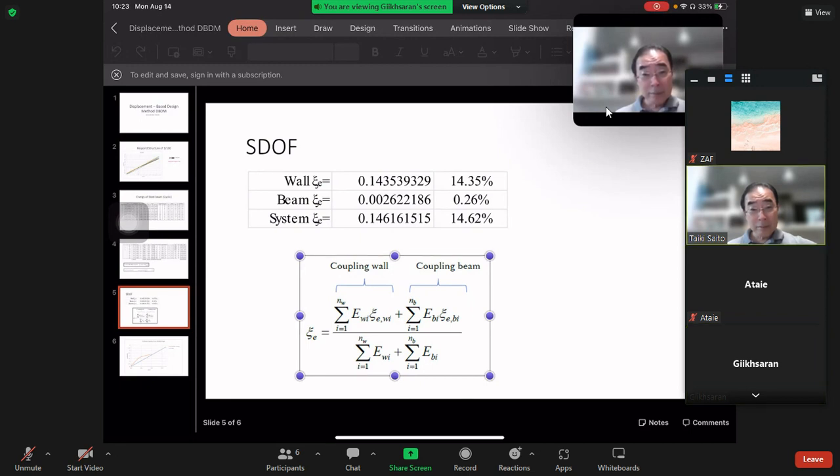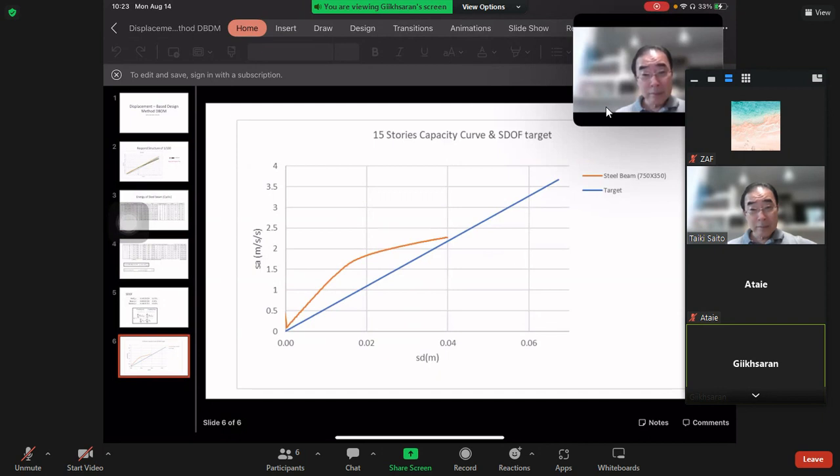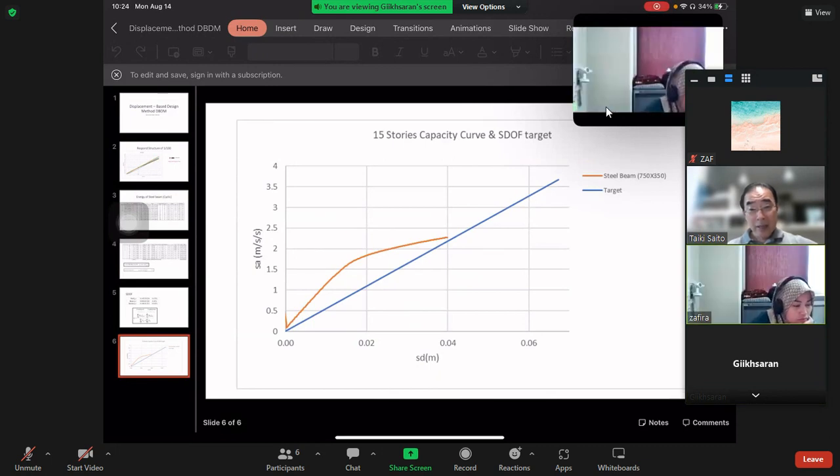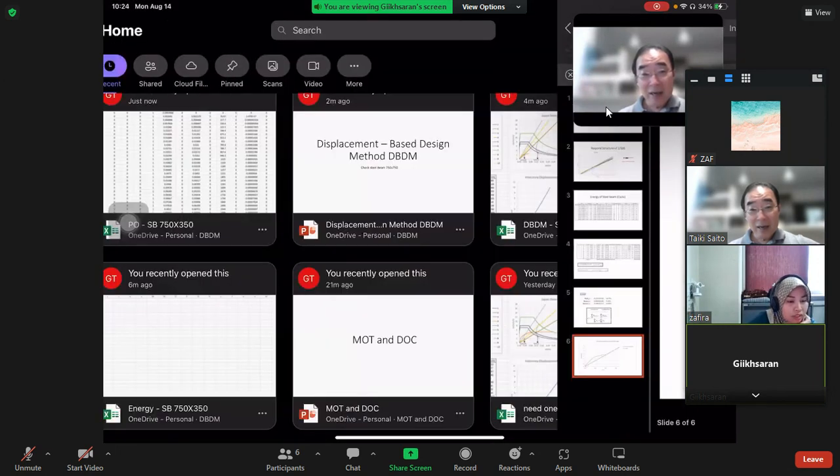But the result was reversed. The target line is bigger than the capacity curve. Why is the blue line extending to more than 0.06? Okay, I will show you.